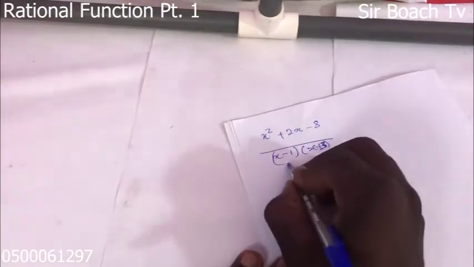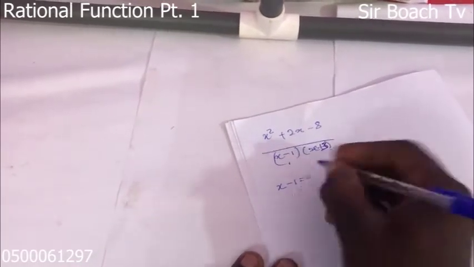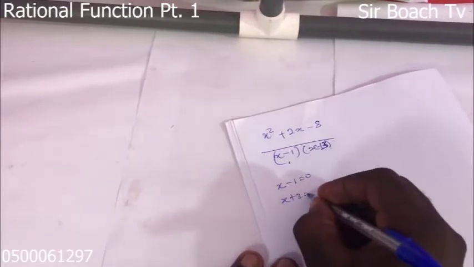So what we do is equate each factor to 0. We will get x minus 1 equals 0, and also x plus 3 equals 0.